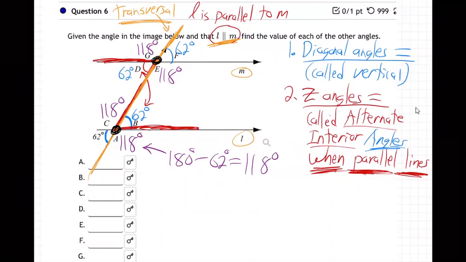So what are the key facts we use? Diagonal angles, called vertical, are always equal. And Z angles, what I call them, but they're really alternate interior angles, when the lines are parallel, they are equal. Z angles are equal. Alternate interior angles are equal when the two lines are parallel. They've got to tell you the two lines are parallel for that to be the case.